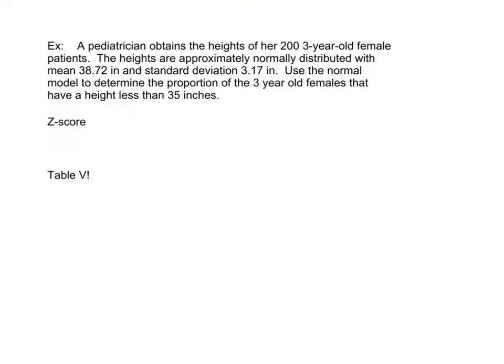In our first example, we go back to the previous section where we talked about the 200 little 3-year-old females at a pediatrician, and we're given the mean of those little kids. So mu is equal to 38.72, and the standard deviation sigma is 3.17. It says use the normal model to determine the proportion, the percent of 3-year-old females that have a height less than 35 inches.